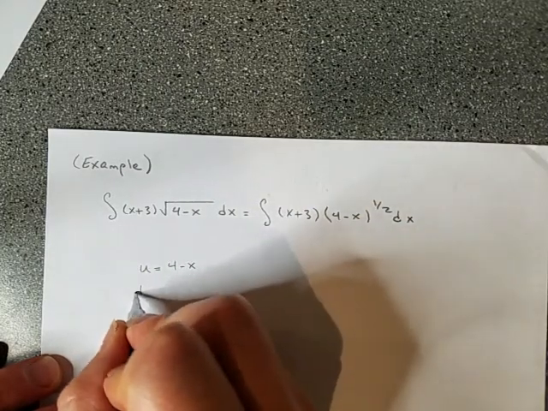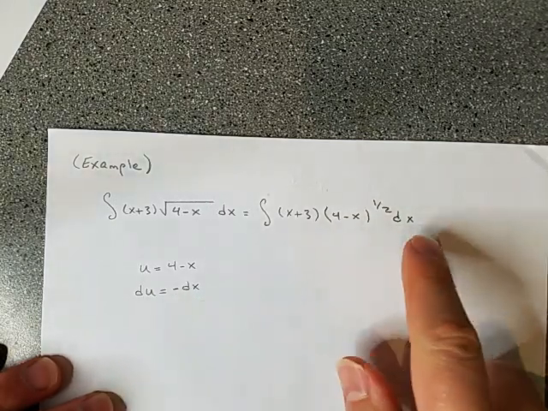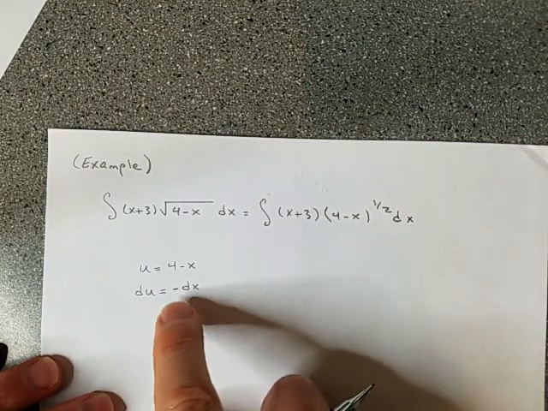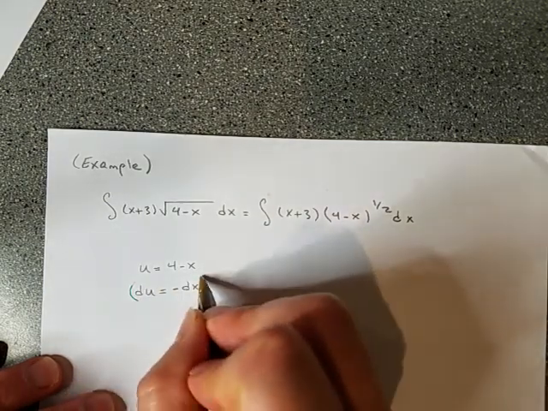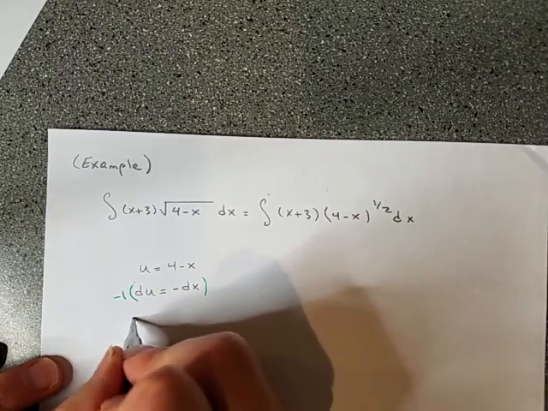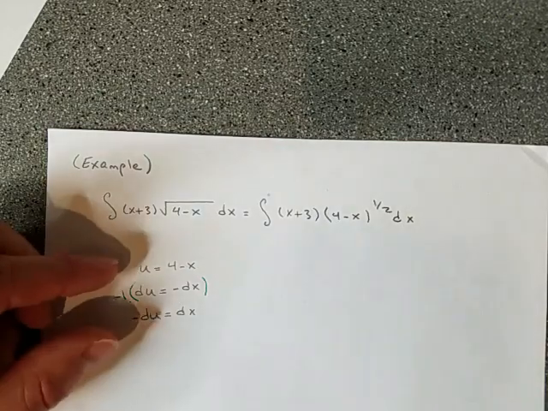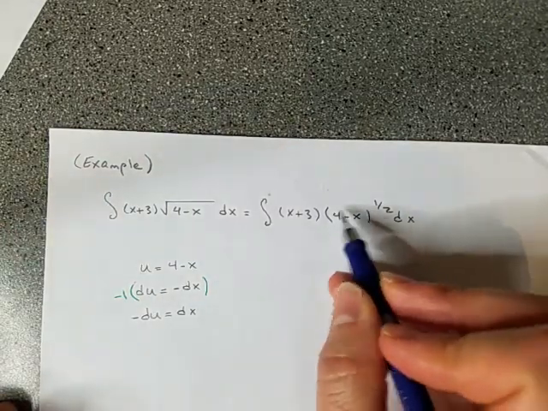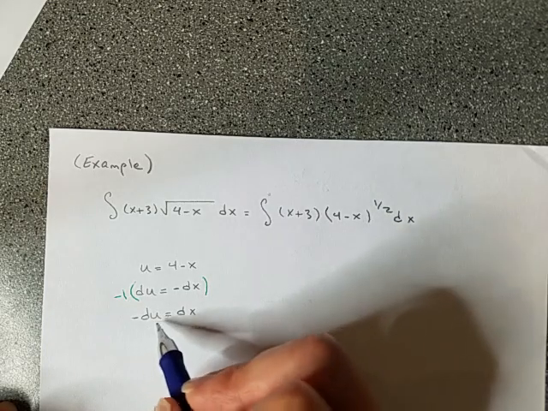Okay. Du, as a result, will be negative dx. I've got dx, not negative dx. So I'll multiply both sides of this by negative 1. And it turns out I'll be working with negative du is equal to dx. Okay, so far so good. I got that will be u. I can substitute that, okay. And this will be negative 1 times du.